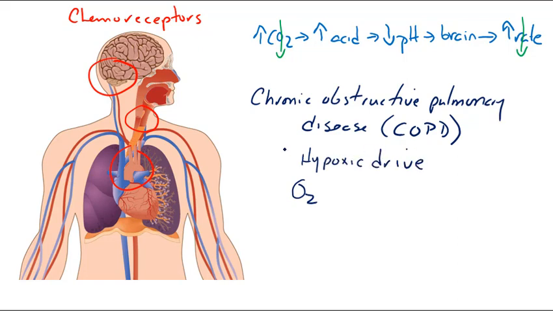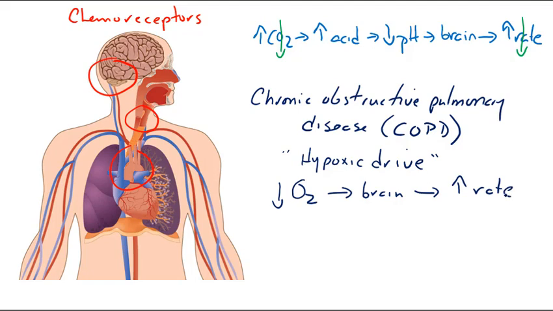Now, in this case, the receptors look at O2 levels. When they drop, they send a signal to the brain to increase breathing. When the O2 levels rise, they send a signal to slow the breathing back down.